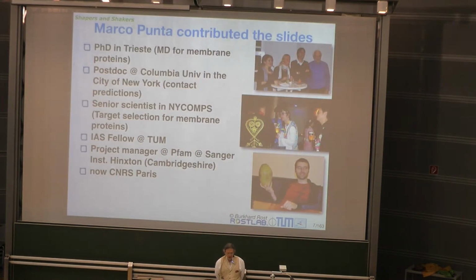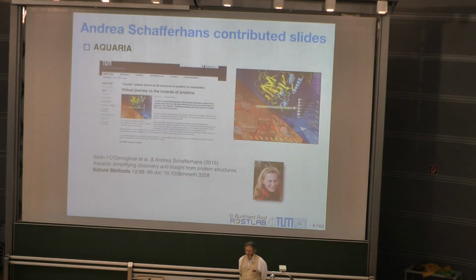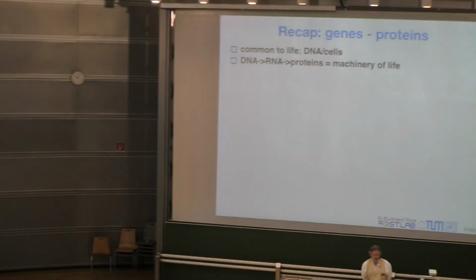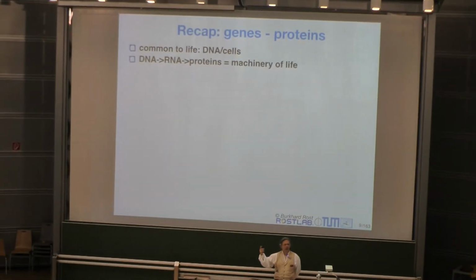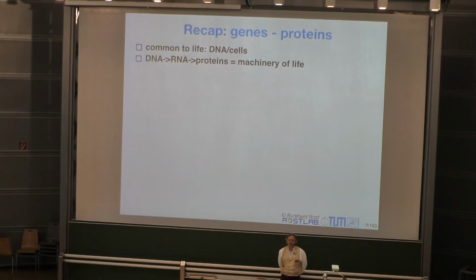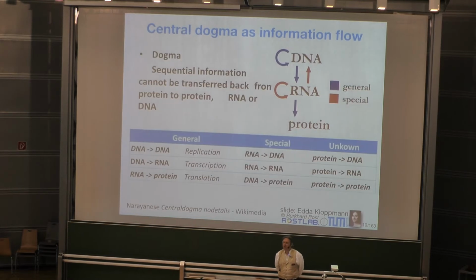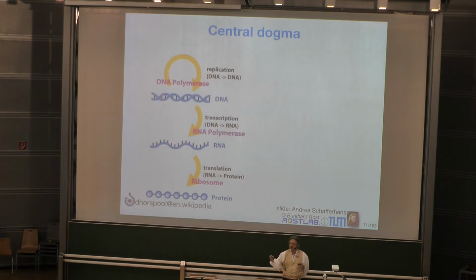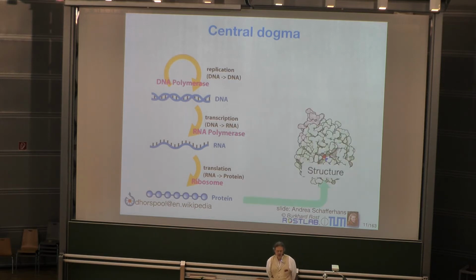Okay, let's just recap. Some of these slides come from Mark Punter, others from Andrea Schapperhans. Genes are the thing that is common to life. There's the flow of information from DNA to RNA to proteins. Proteins are the machinery of life. So in many ways, that's the flow of information. That's also the way it works. It's the central dogma that translates the information content from the book, from the library, into the machinery that makes the structure, that makes the function.